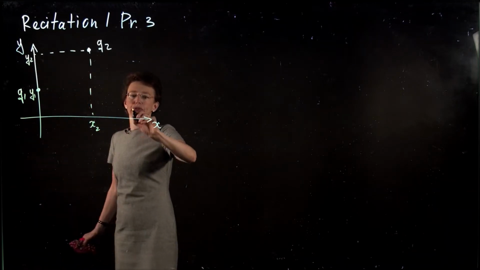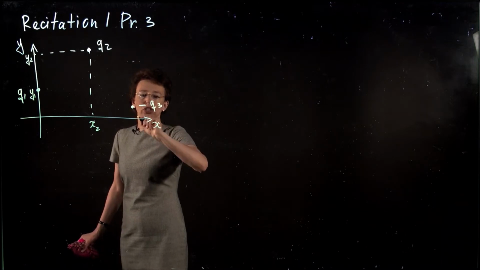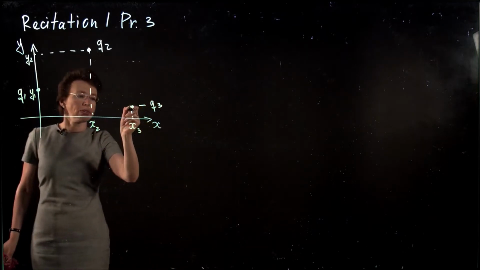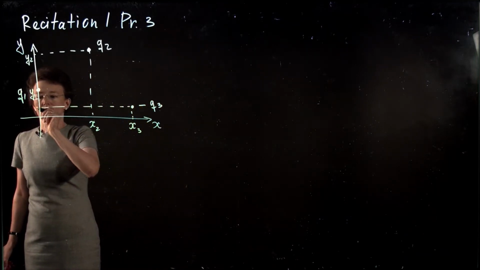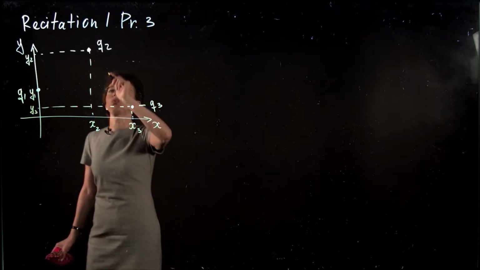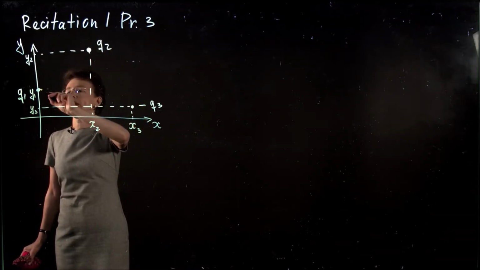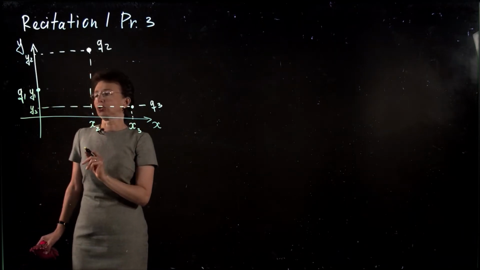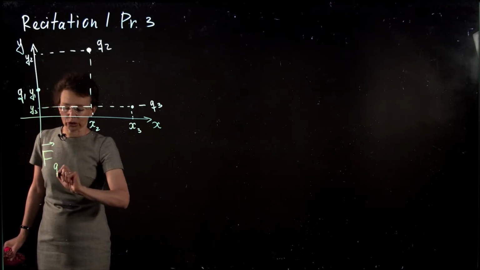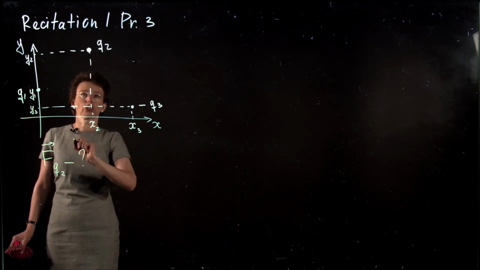And the third charge will be negative. It will be minus q3, and this charge q3 will be at point x3, y3. So now what we want to find is the net force exerted on charge q2 by charges q1 and q3. So we are looking for the force exerted on charge q2 by charges q1 and q3.